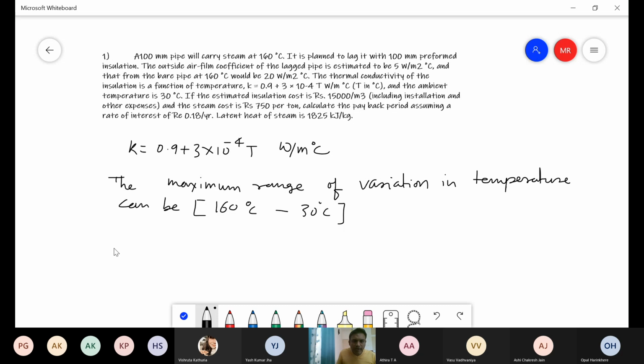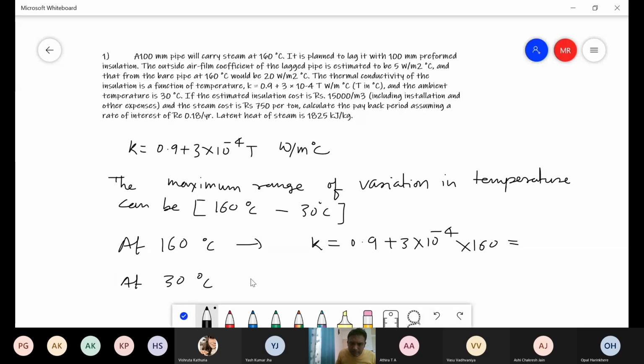Let us check the value of K at 160 degrees Celsius. At 160 degrees Celsius, K is calculated as 0.9 plus 3 into 10 raised to the power minus 4 into 160, because the temperature in this equation is given in degrees Celsius. Calculate this value, and again calculate at 30 degrees Celsius. K in this case is 0.9 plus 3 into 10 raised to the power minus 4 into 30. Calculate both the values.